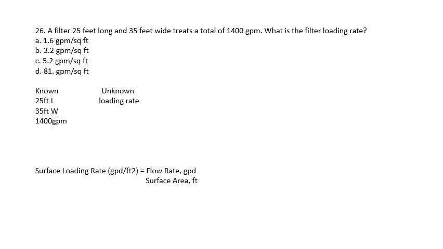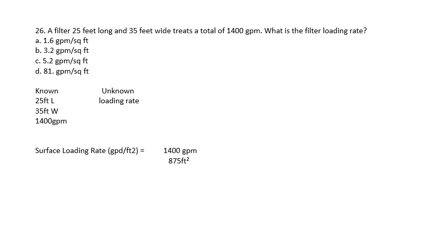What we don't know is the loading rate. Surface loading rate, gallons per day per square foot, is equal to the flow rate, gallons per day, divided by the surface area. So the area of a rectangle, length times width, 25 feet times 35 feet, is 875 square feet. Plug in your numbers. You have a flow of 1,400 gallons per minute divided by 875 square feet. That's going to give you an answer of 1.6 gallons per minute per square foot.